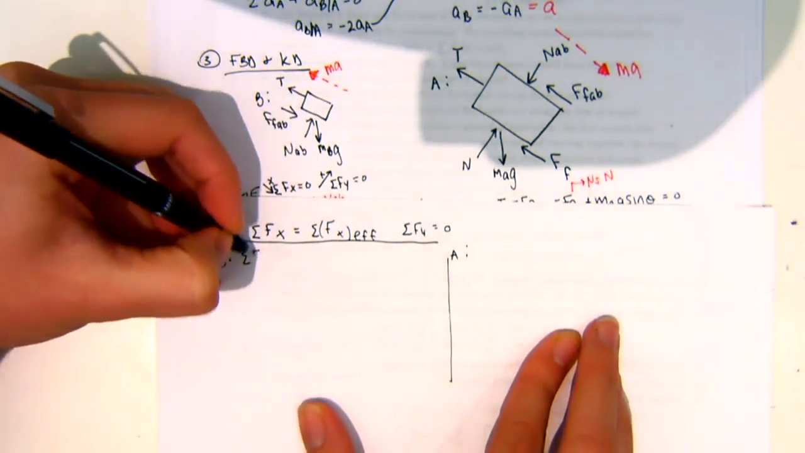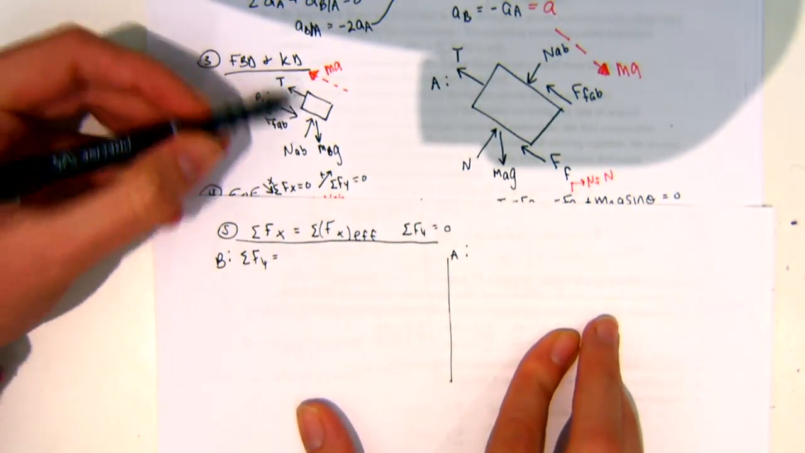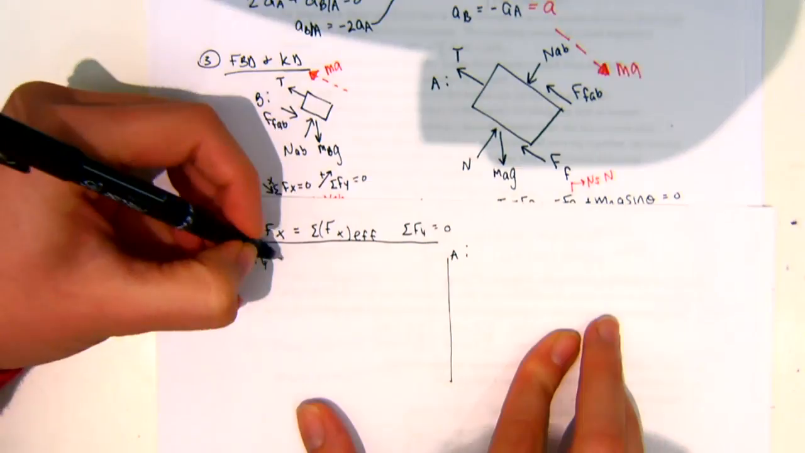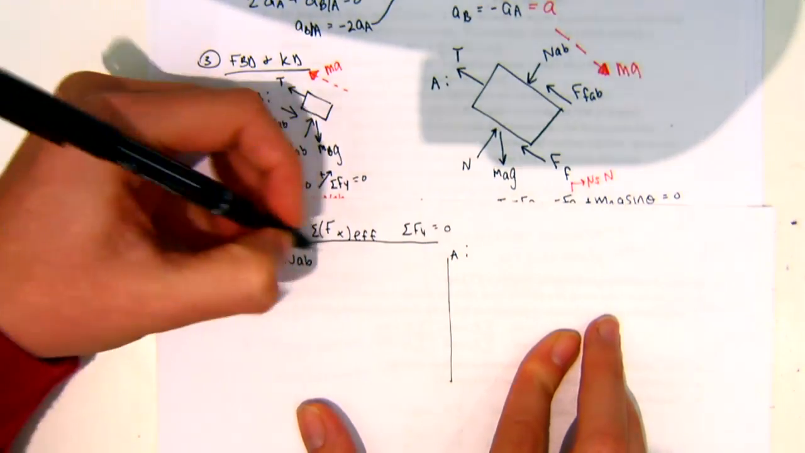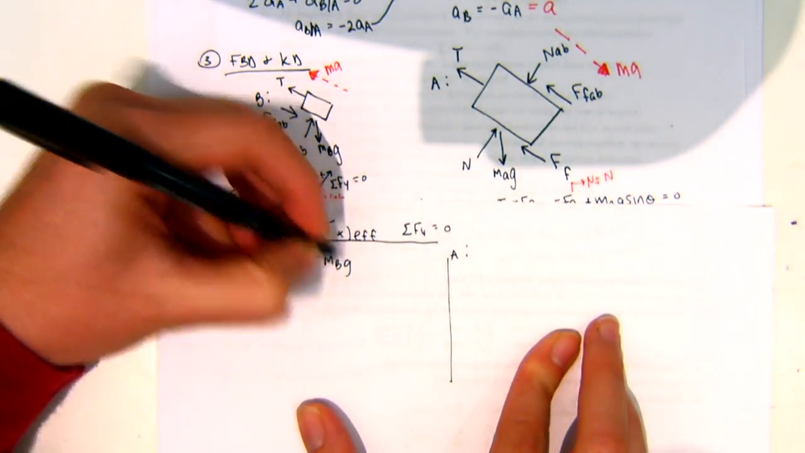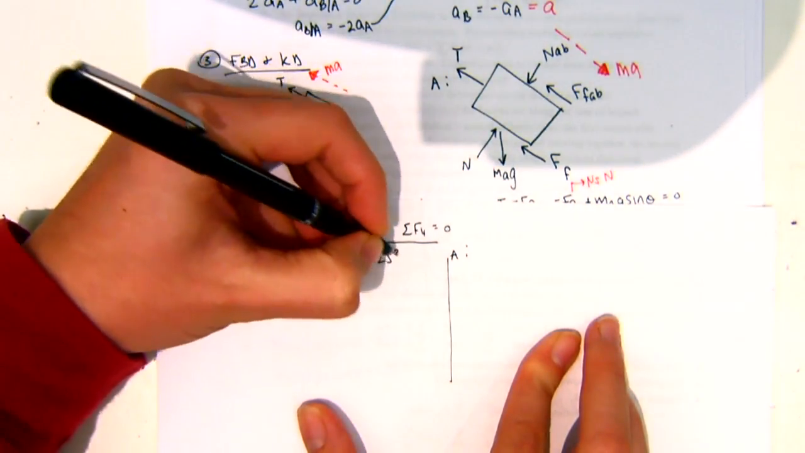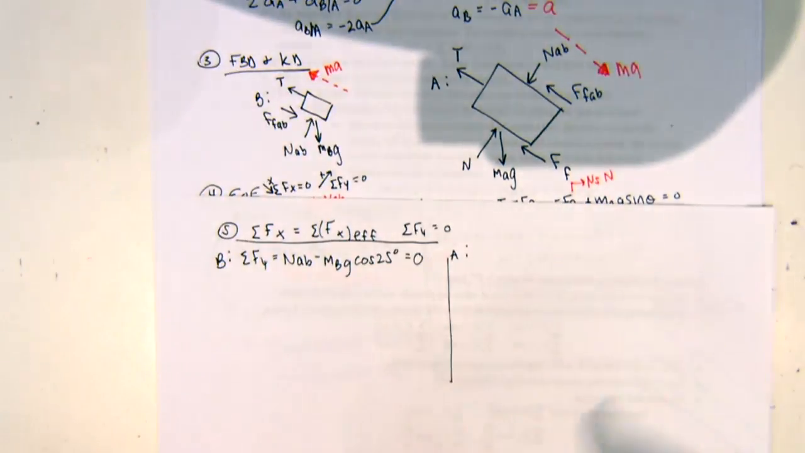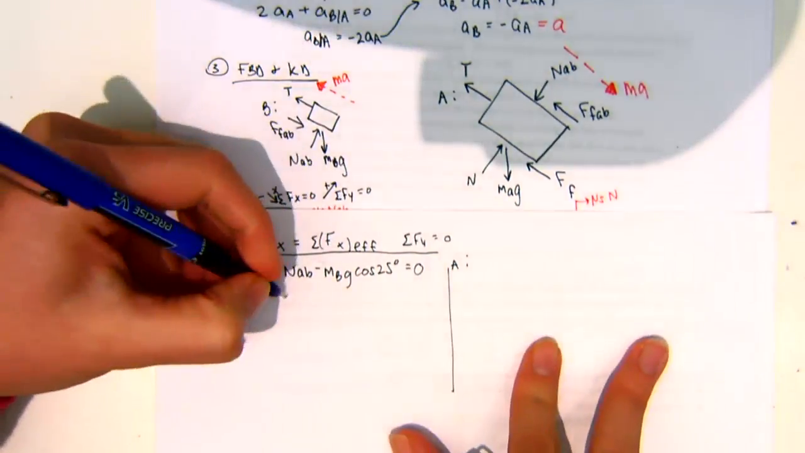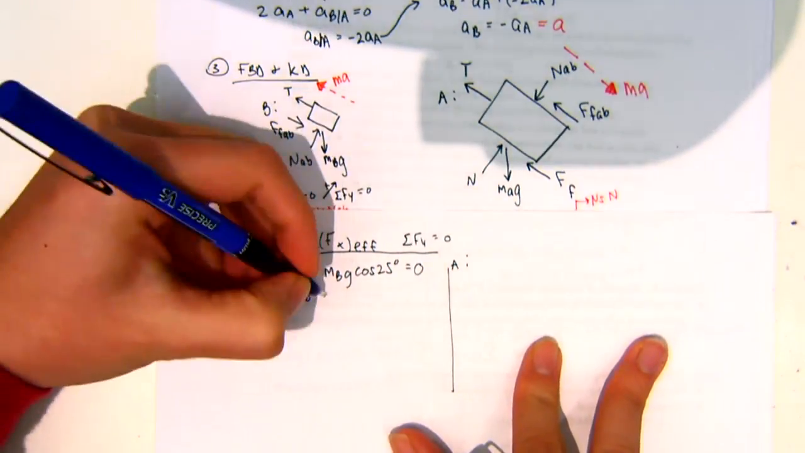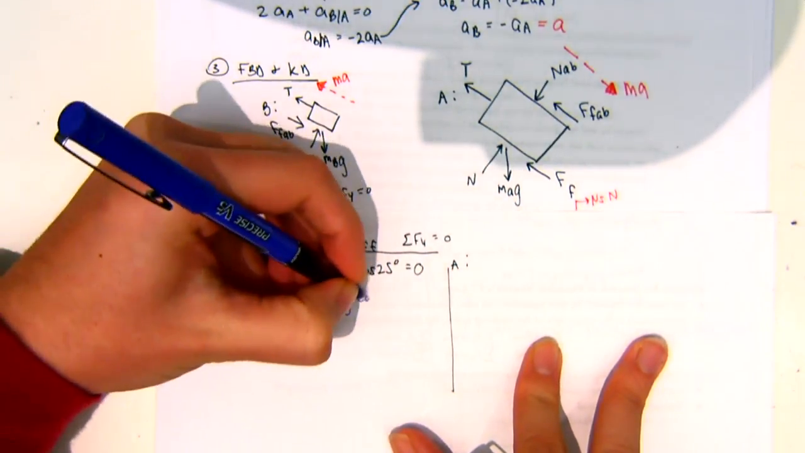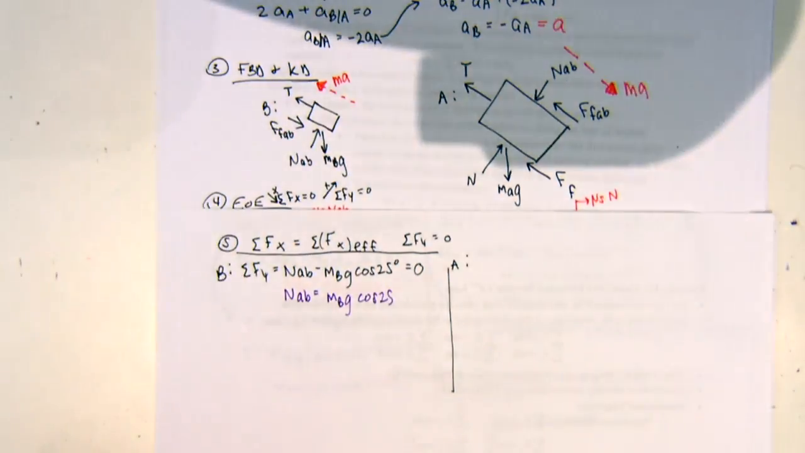So for sum of forces in y, I have NAB minus MBG cosine of 25 degrees equal to 0. So now we're plugging in the one that we're given in the problem. So this just tells me that NAB is equal to MBG cosine 25.